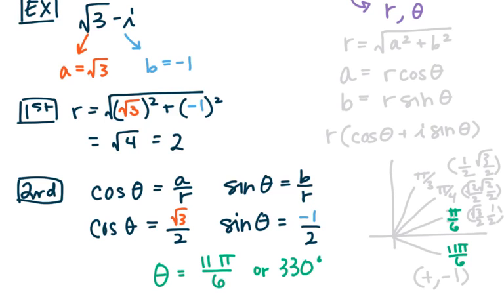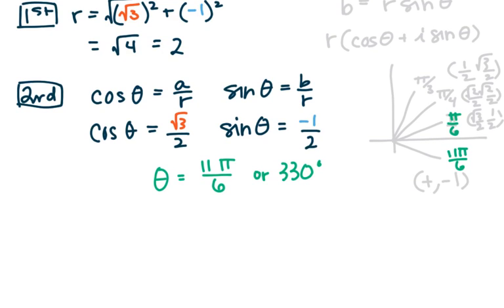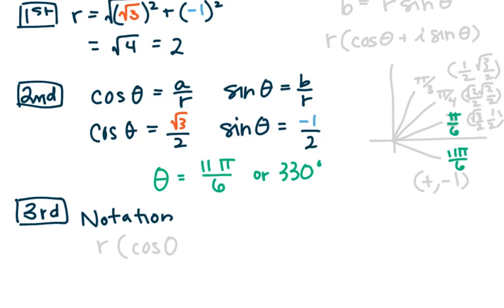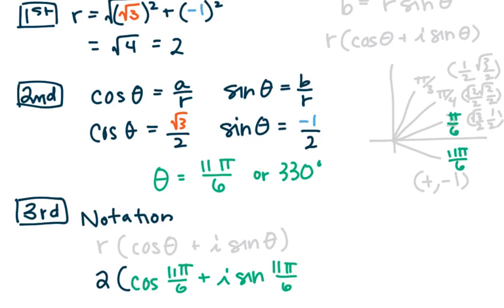So now that I know r is 2 and theta is 11 pi over 6, my third step is to use the notation. And the provided notation is that we're going to have r times cosine theta plus i times sine theta. Or rather, r being 2, and then we have cosine of 11 pi over 6 plus i times the sine of 11 pi over 6.